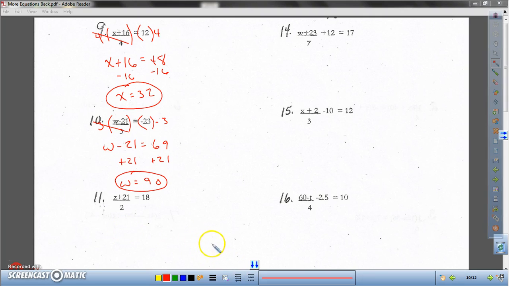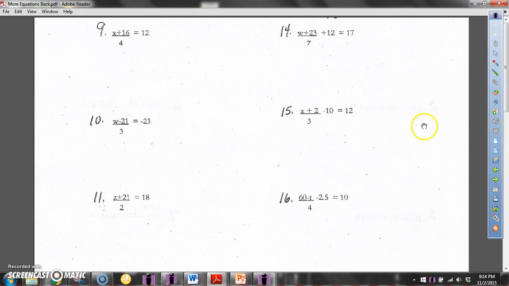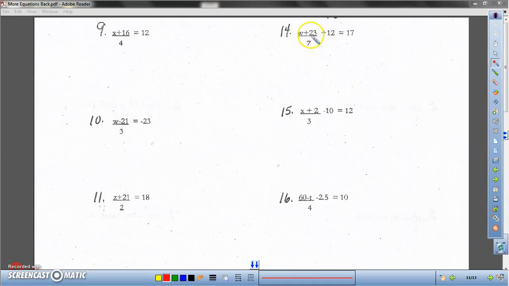So you've got a couple more like that to do for homework, and then let's go ahead and look at the other type problem on the back of this page, which looks very similar. Let's look at 14 together here. I've still got this variable plus a number divided by a number, but for number 14, I've got this minus 12 as well.